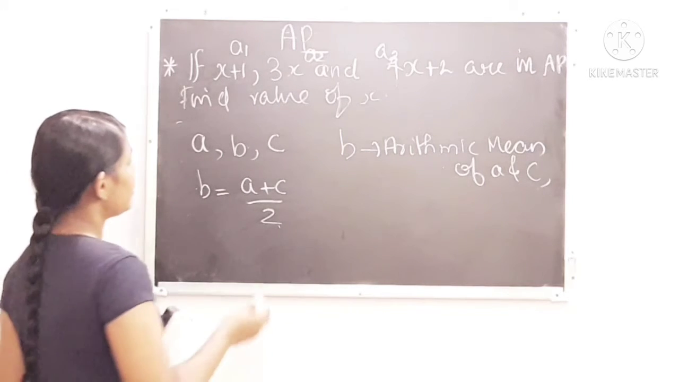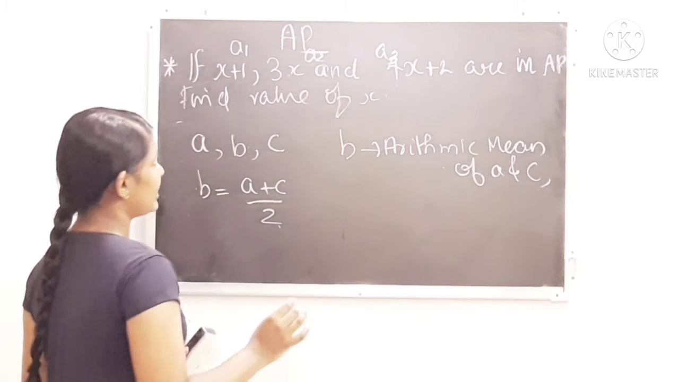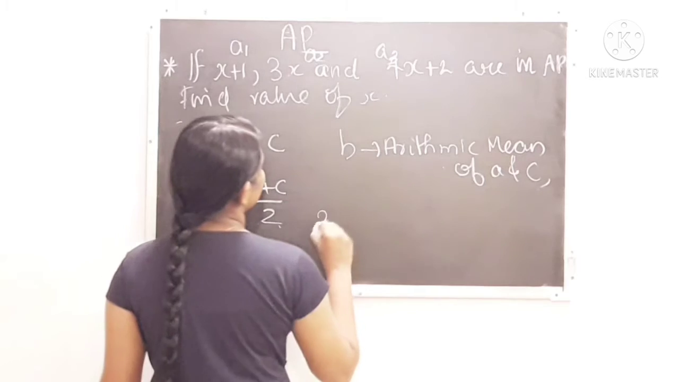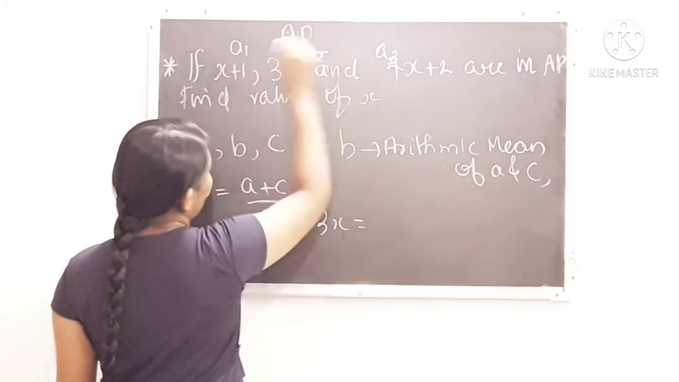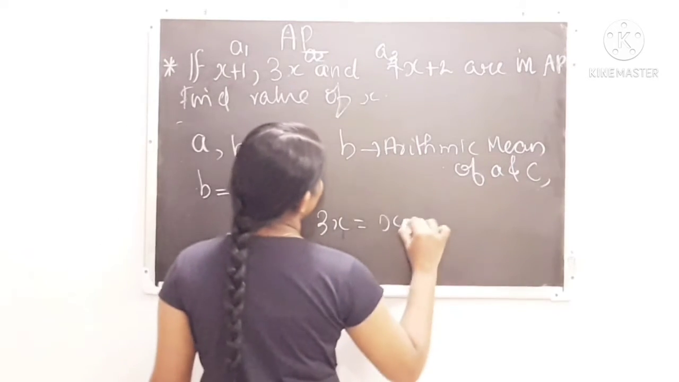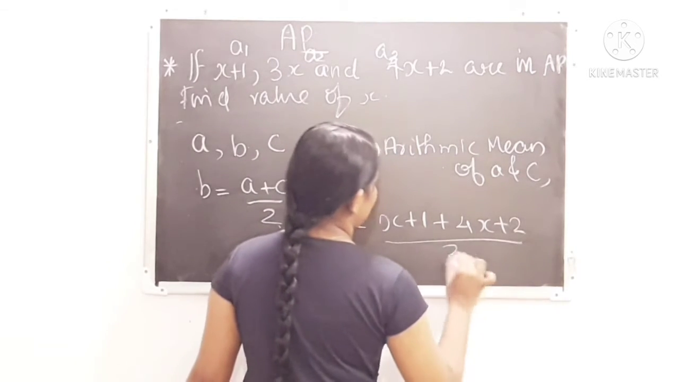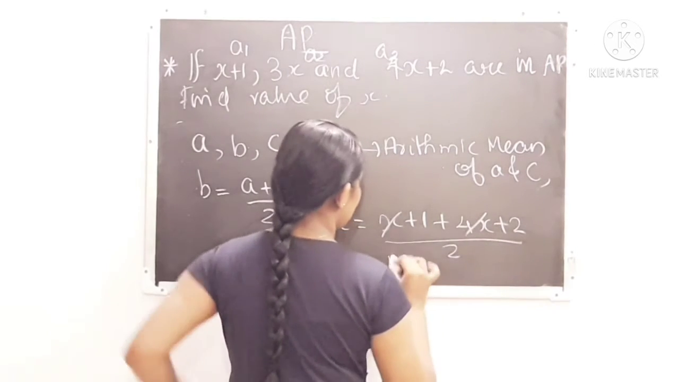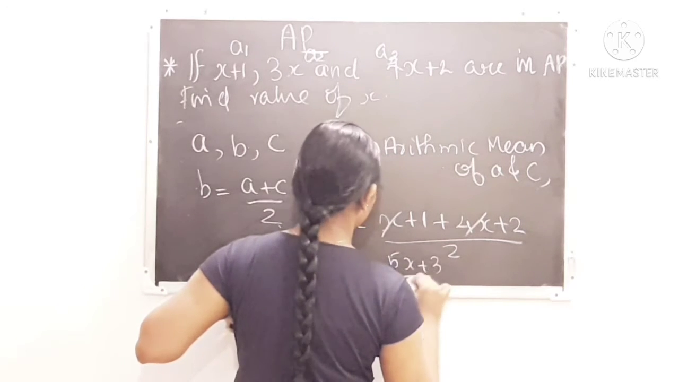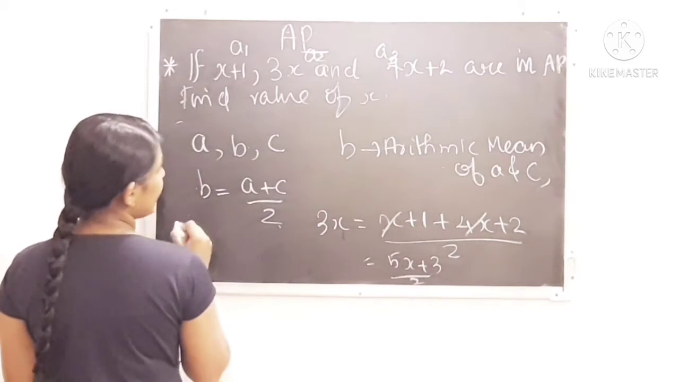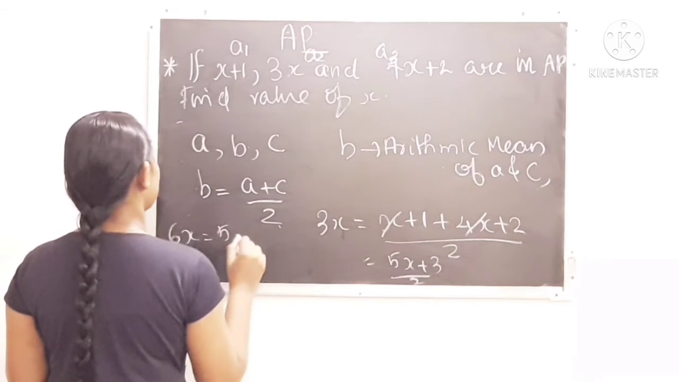This is the shortcut. If we do this question by this shortcut, we can say that 3x will be equal to (a1 plus a3) by 2, which means (x plus 1 plus 4x plus 2) by 2. Here x plus 4x will be equal to 5x. So (5x plus 3) by 2. Now we can cross multiply, therefore we will get 6x is equal to 5x plus 3.